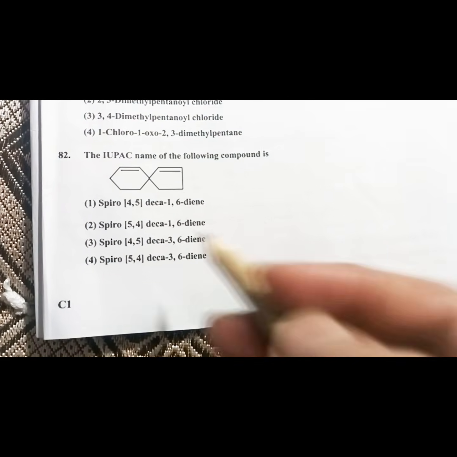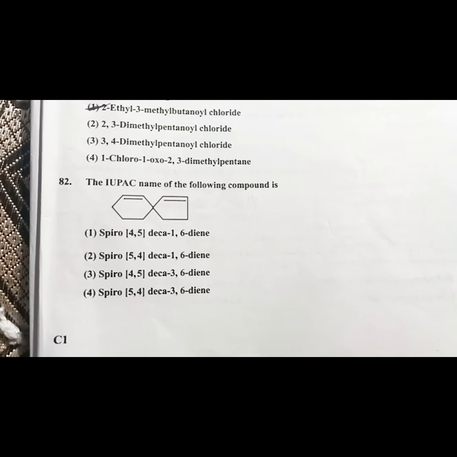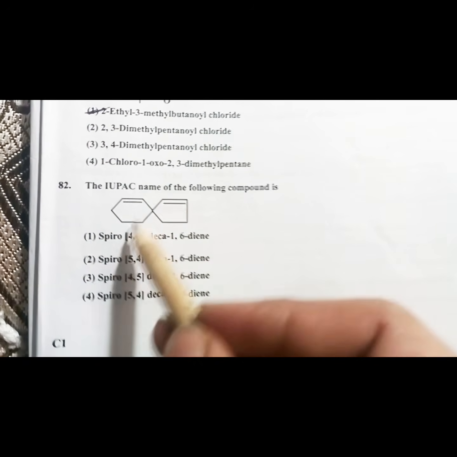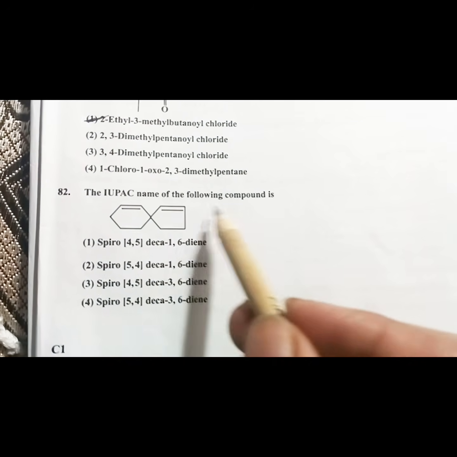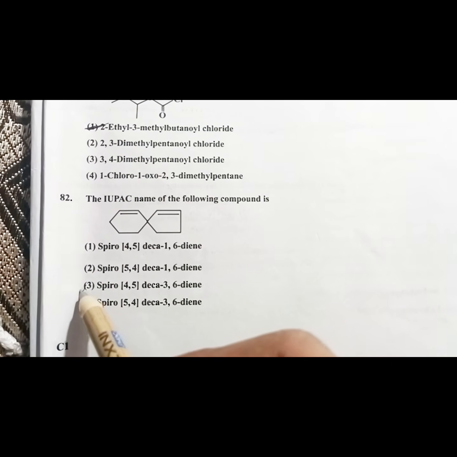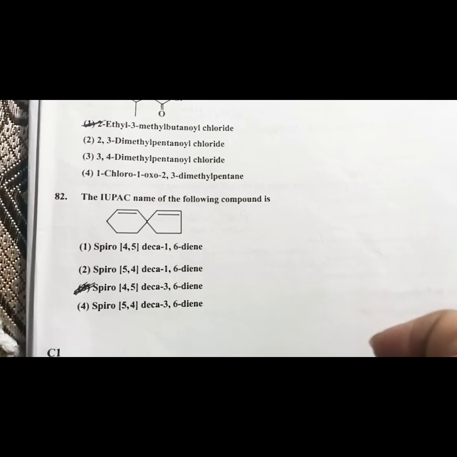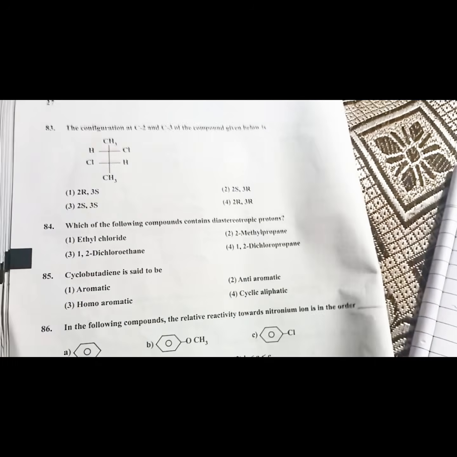And next for the 82, what will be the IUPAC naming of this? Okay, for this it will be the Spiro, right? If it has 10 members, hence it will be Spiro, and I think here it will be 3 Spiro, 4 5 deca, 3 6 diene. 82 will be 3. The third answer will be right.